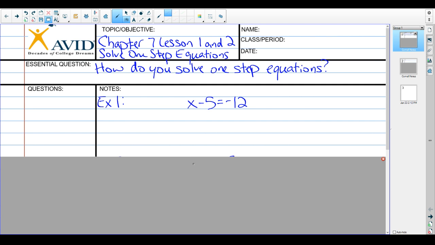Notes that you get set up. It's pretty short today. Solving one-step equations.